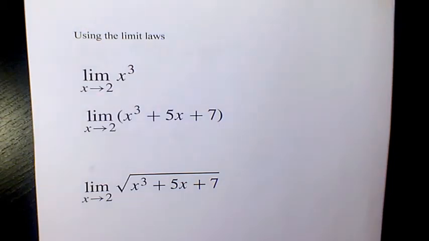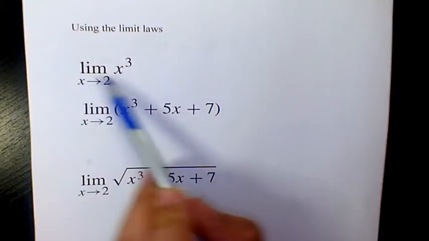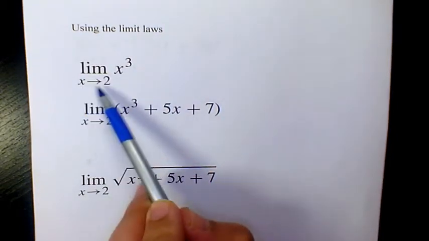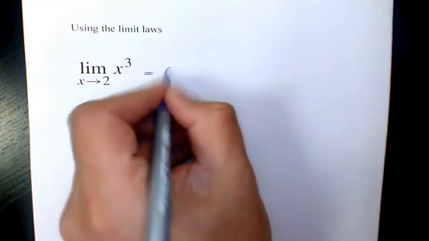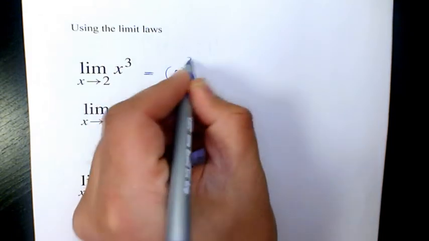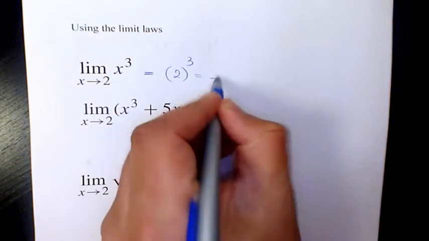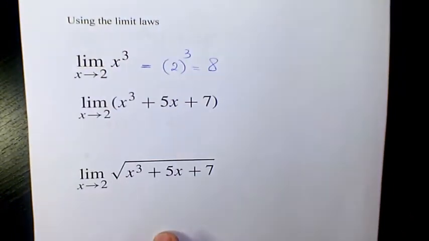Let's see some examples regarding limit calculations. First one is the limit of x cubed when x approaches 2. So that's going to be very simple. It's going to be 2 to the power of 3, and 2 to the power of 3 is 8.